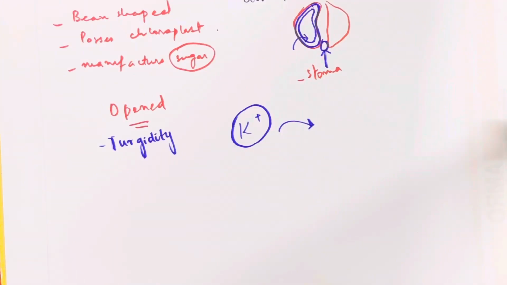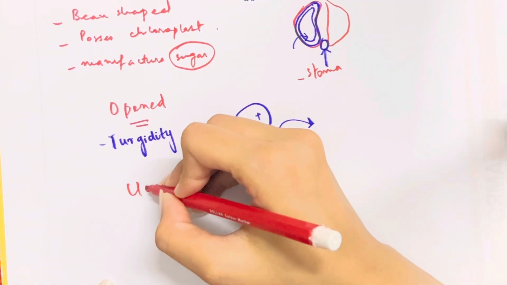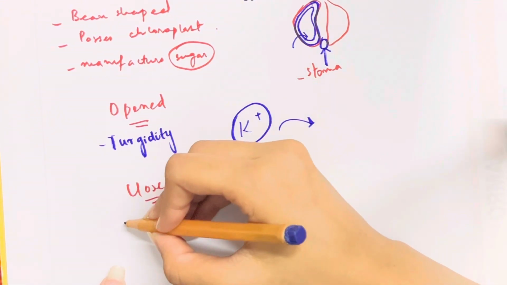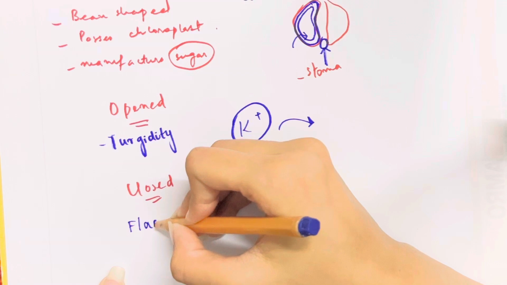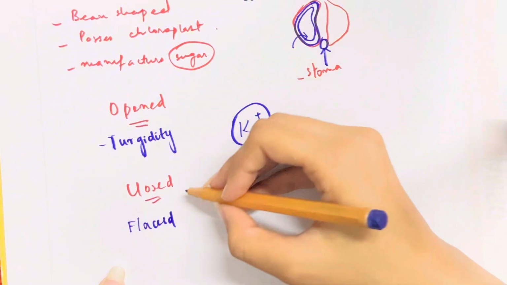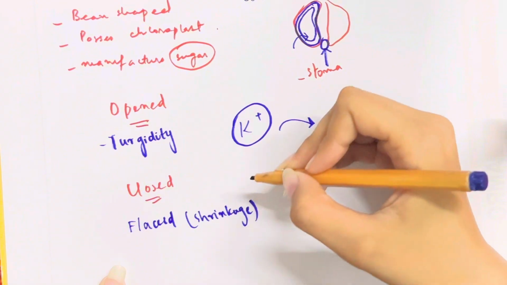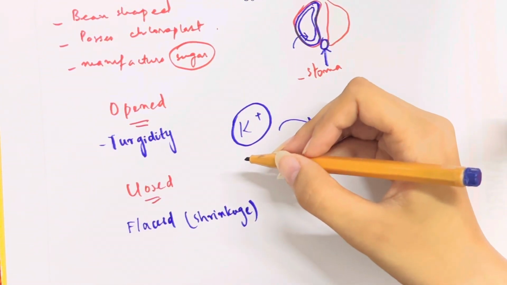But when you talk about the condition when these stomata are closed, we've already talked about whenever it is open, but when the stomata are closed, it goes to a condition which is known as the opposite of turgidity, that is flaccid, which is also known as shrinkage. So whenever there is a shrinkage of the cell, instead of becoming turgid, we say that the stomata are closed.